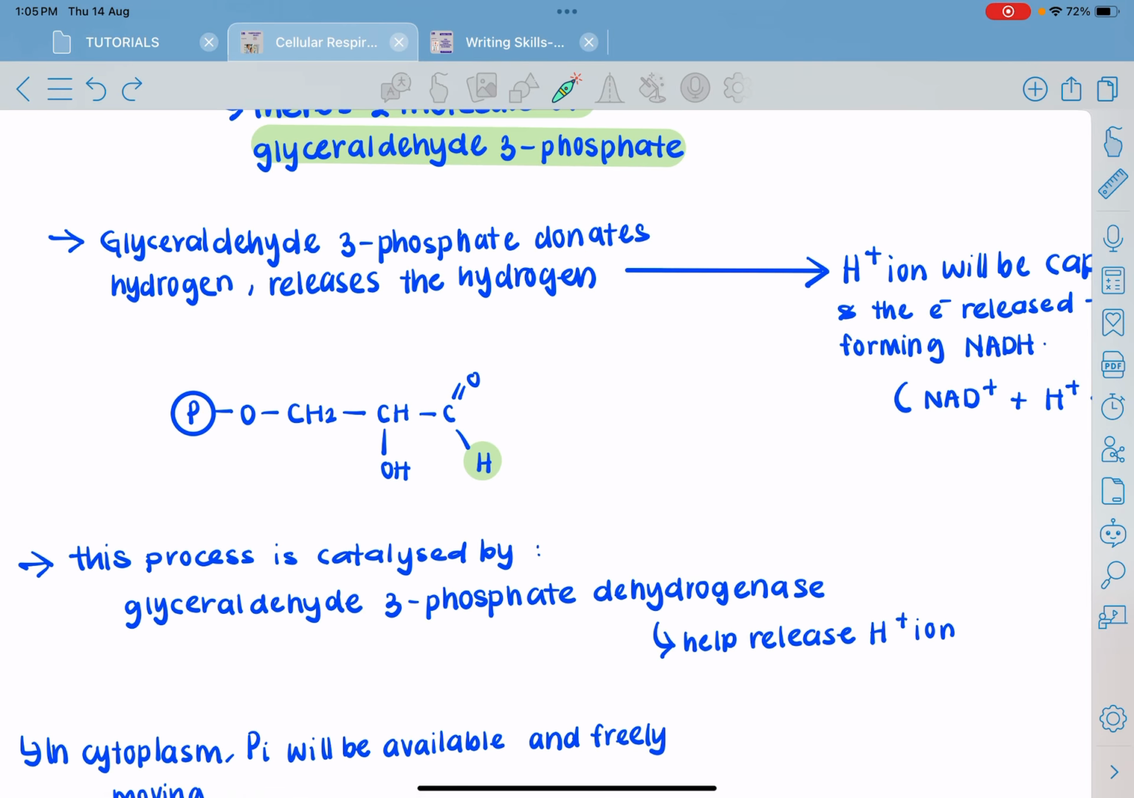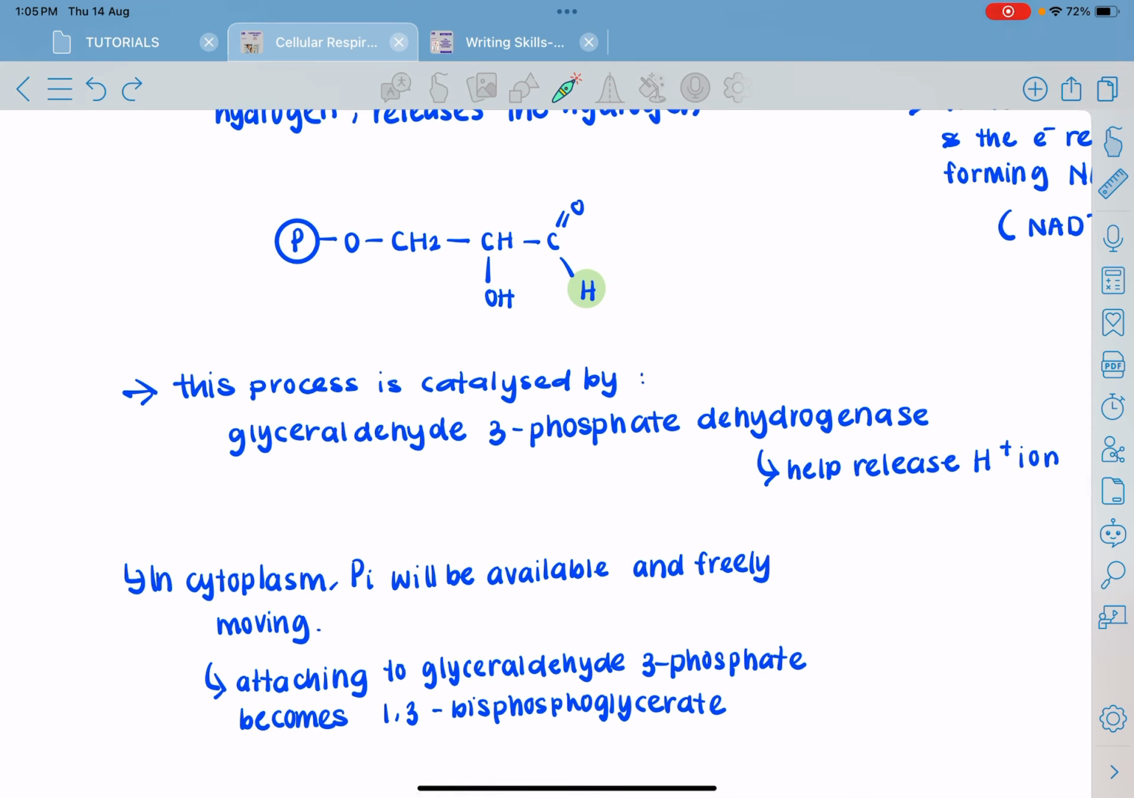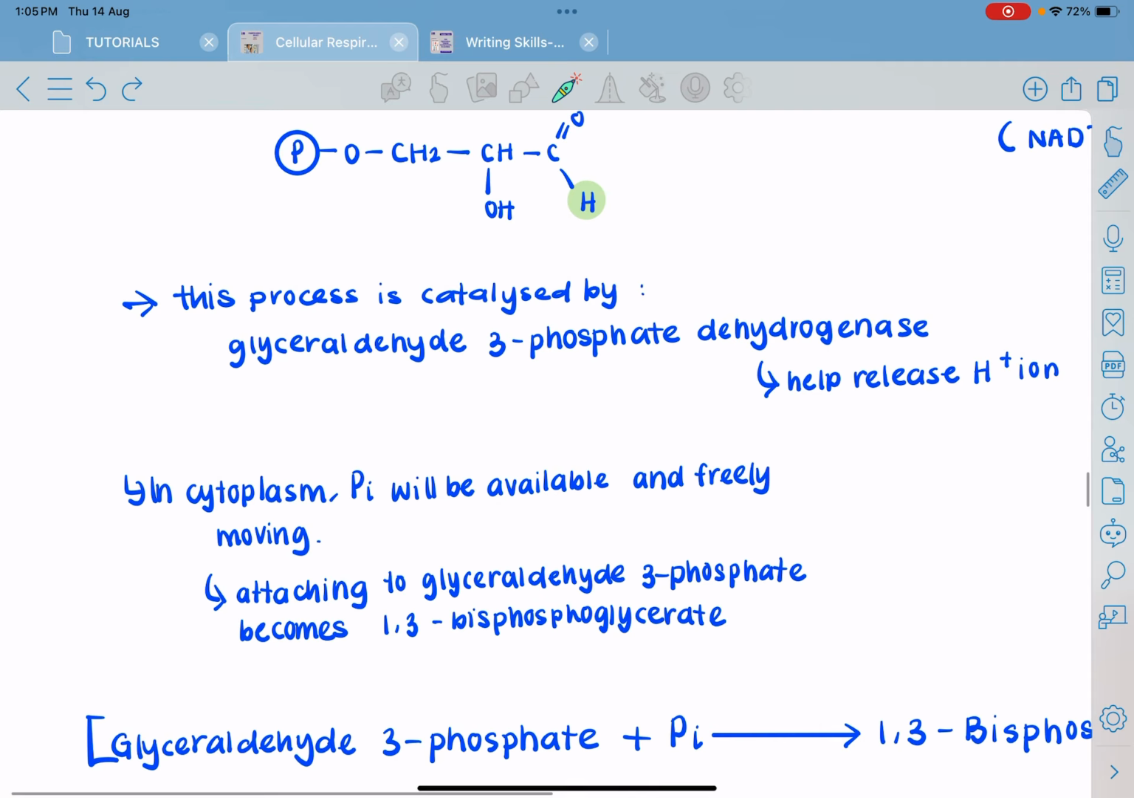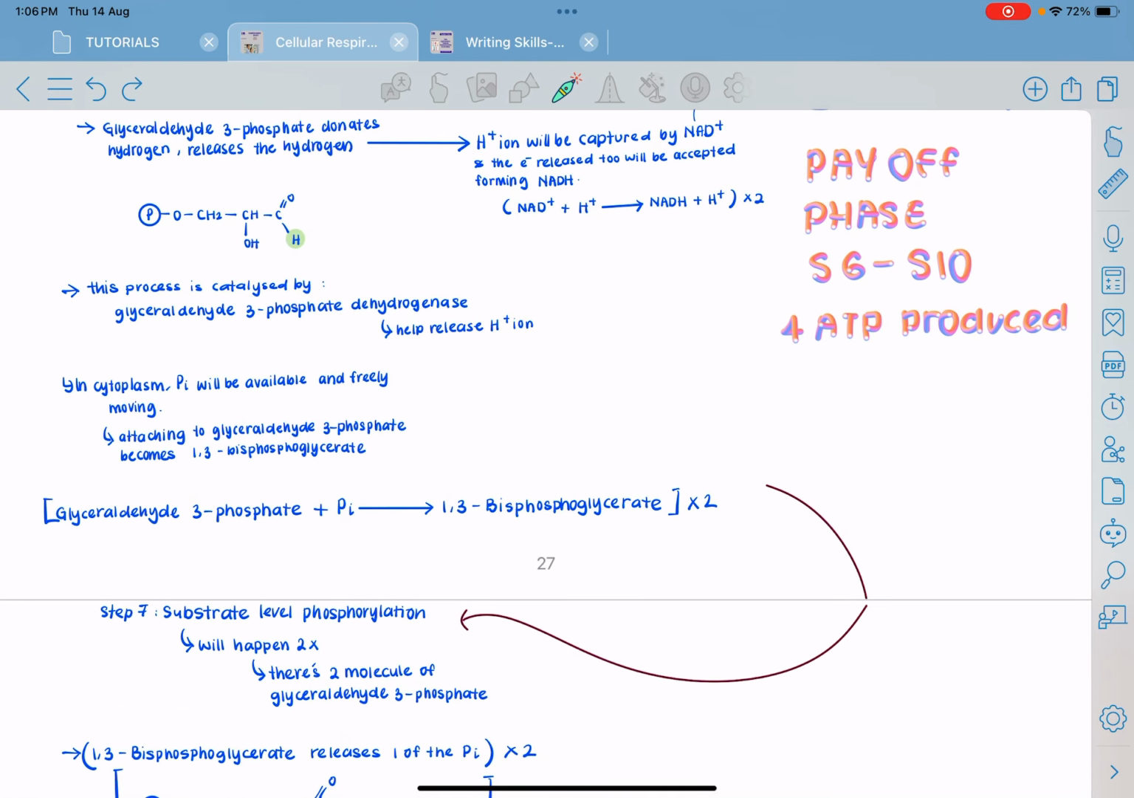What happened? This one will donate hydrogen, so they release this hydrogen. This whole process is catalyzed by glyceraldehyde 3-phosphate dehydrogenase. Dehydrogenase is the one that helps to release the hydrogen ion. In the cytoplasm, inorganic phosphate is available and freely moving, so it will attach to glyceraldehyde 3-phosphate and become 1,3-biphosphoglycerate. Why? Because this one has a phosphate already, and you put another phosphate inside, so it's biphosphate. It attaches to C1, that's why you get 1,3-biphosphate. Then, this one is the equation if you want to see.